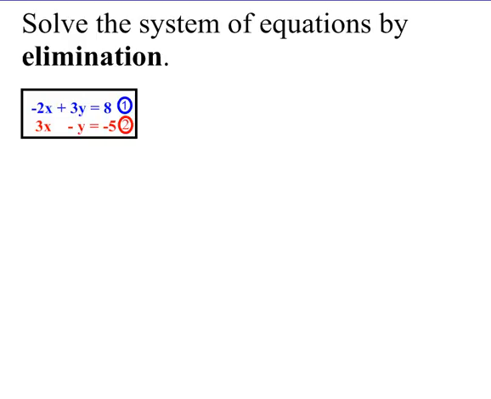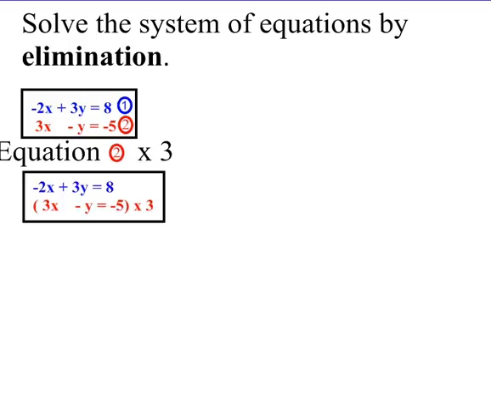I can multiply every single term in equation 2 by 3, and that's not going to change my equation. It'll just change the way it looks, but it will still be the same equation. So if I take equation 1 and equation 2, equation 1 stays the same. Equation 2, I'm going to multiply every single term by 3. We're going to end up with this. Equation 1 is the same.